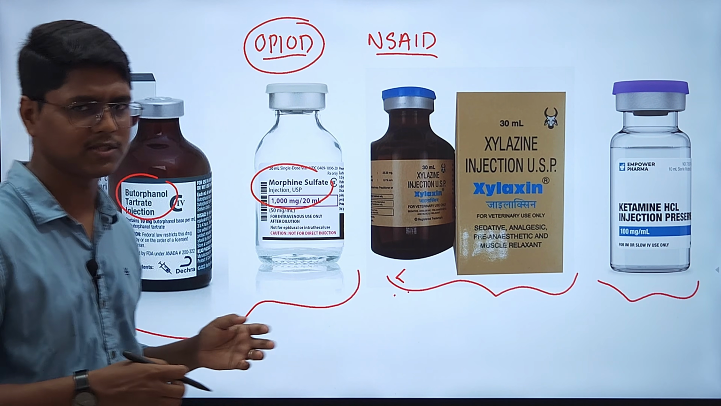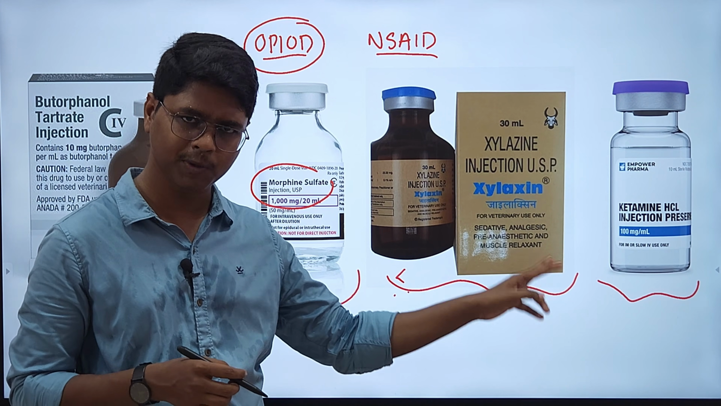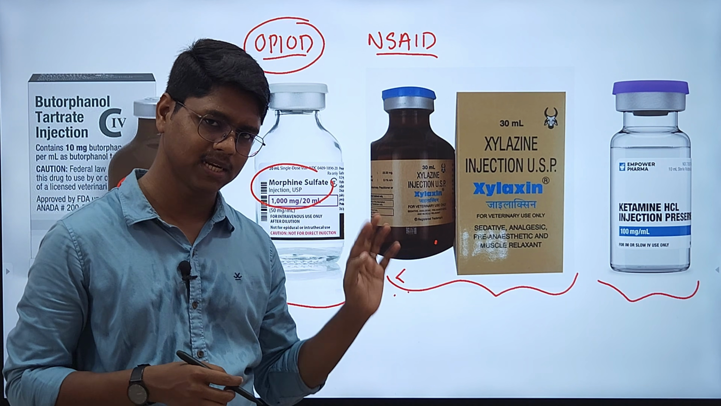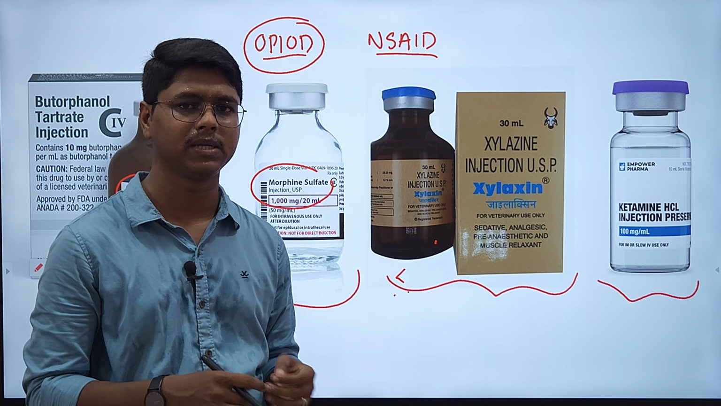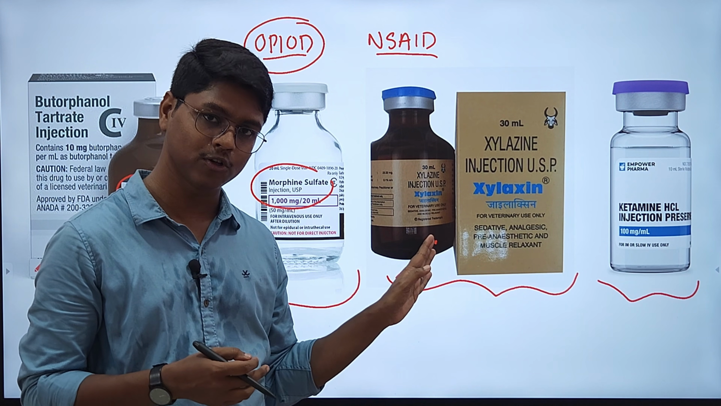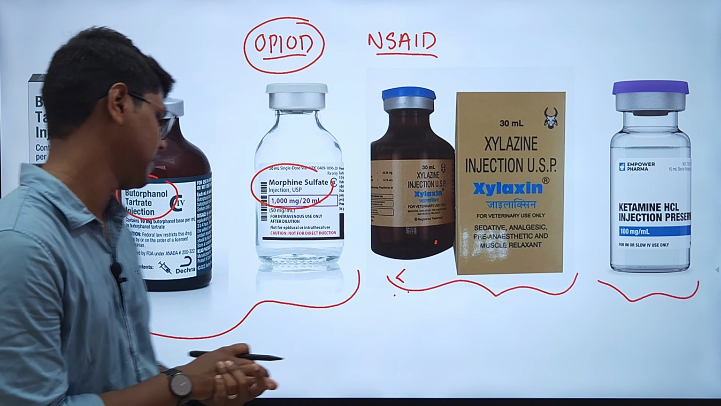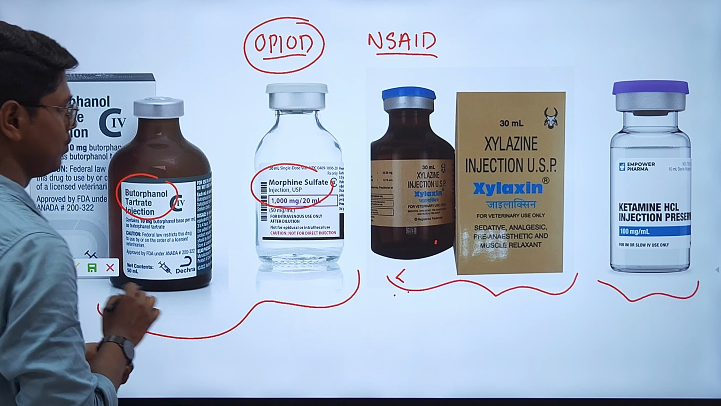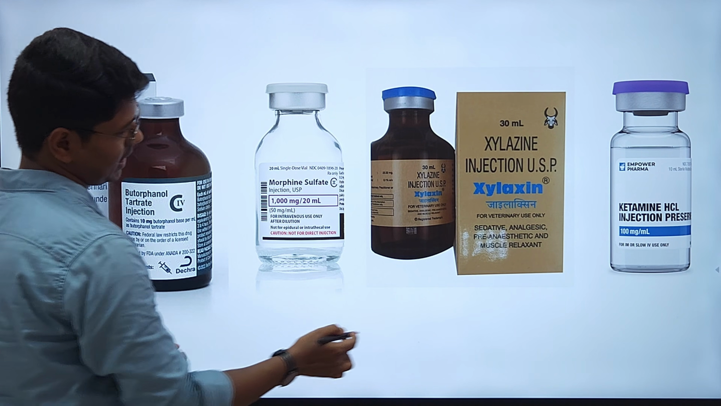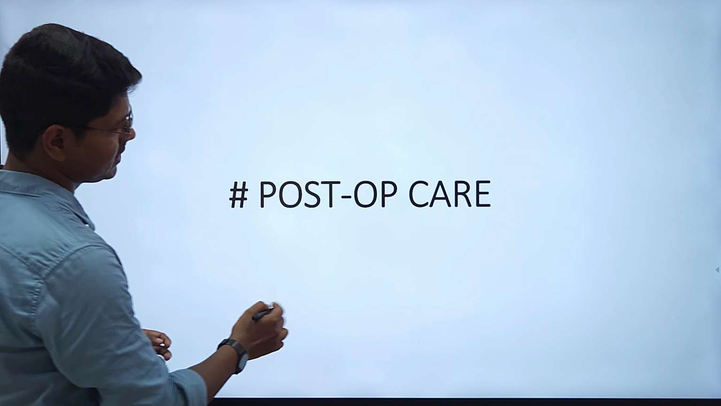Ketamine also has some analgesic properties. Ketamine has superficial analgesia, xylazine has visceral analgesia. The combination can produce very good analgesia. They are anesthetics also, but analgesics too. In some patients you have to decide which drug to use. We'll discuss opioids and NSAIDs in the third class. Don't worry.